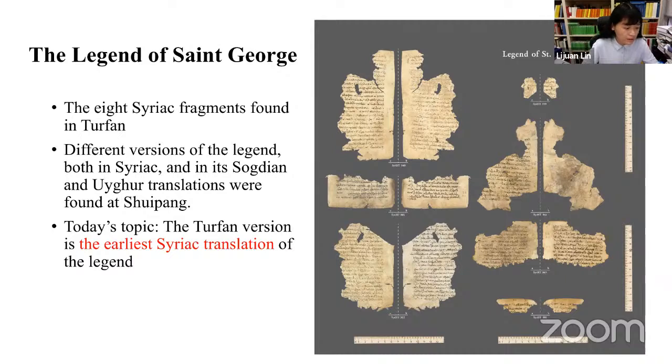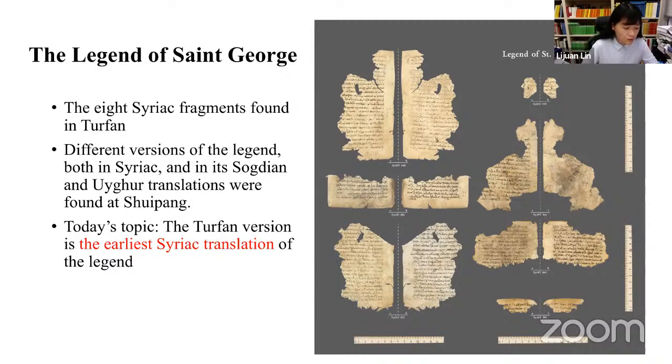My talk today concerns the Syriac version of the legend of St. George, and I shall provide a few preliminary notes on the Syriac fragments found in Turfan, especially the two fragments concerning the first round of tortures St. George suffered and the conversion of the general Anatolius.